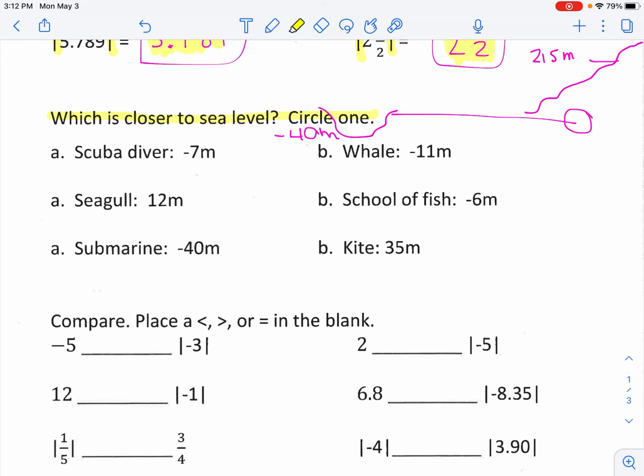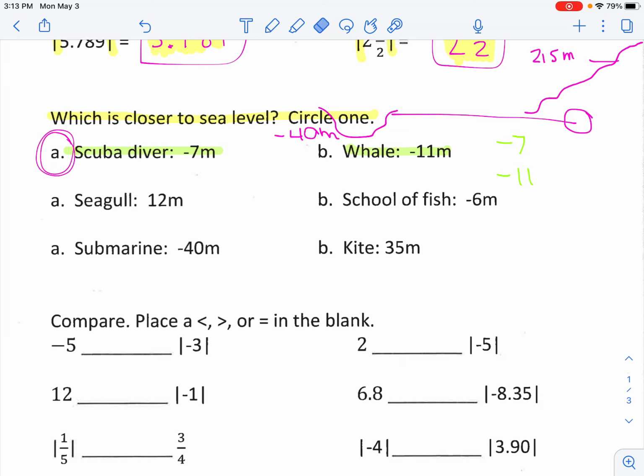So if we're comparing, let me choose a different color. If we're comparing a scuba diver that's 7 meters below or a whale that's 11 meters below, so I'm going to come over here. So negative 7 meters would be here. Negative 11 meters would be underneath that. Which one is closer to sea level? The scuba diver.